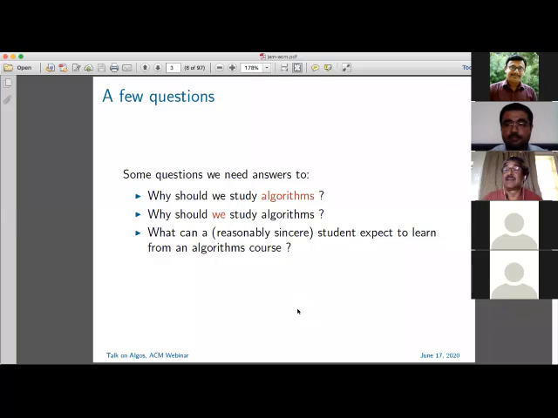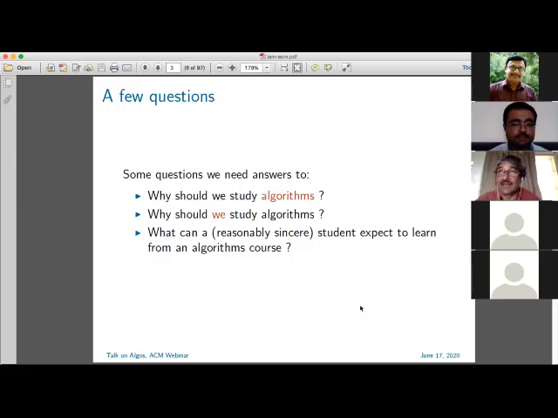Another question. If I'm going through an algorithms course, I'm a reasonably sincere student, and I put in my assignments, and I do my homework, and I learn, what can I expect to learn from this algorithms course? These are important questions, and these are things not to be taken for granted.